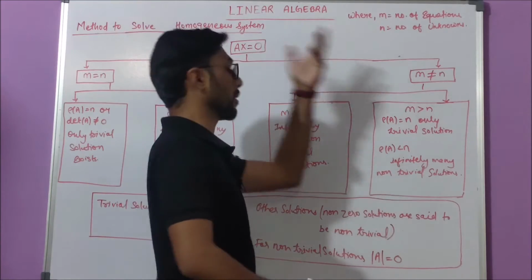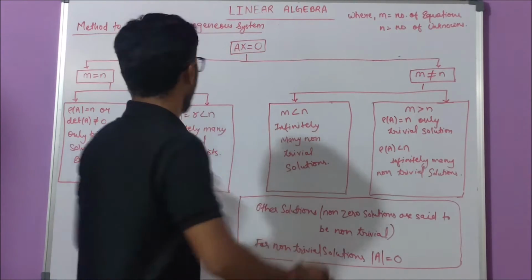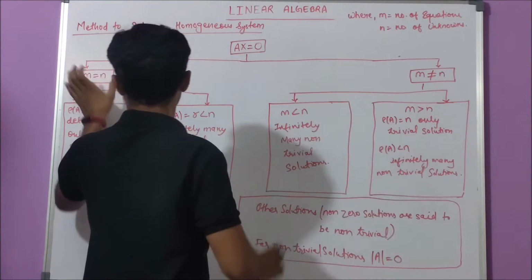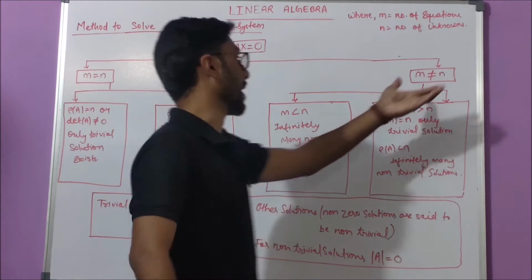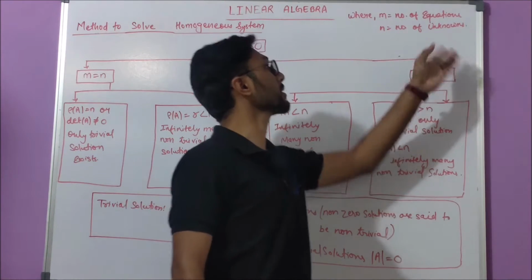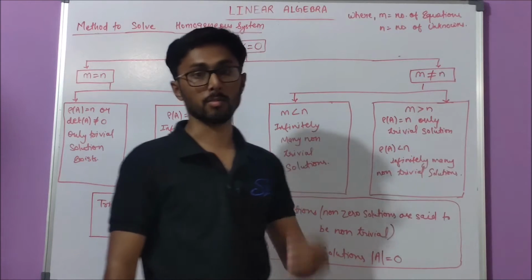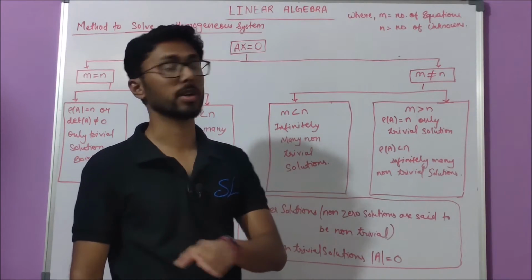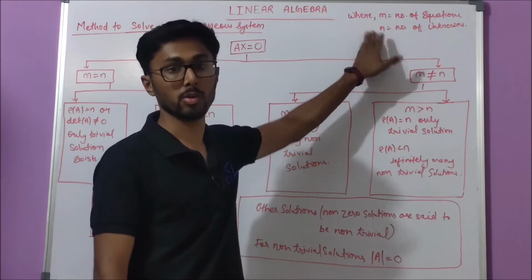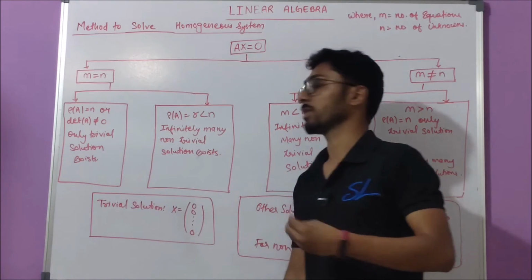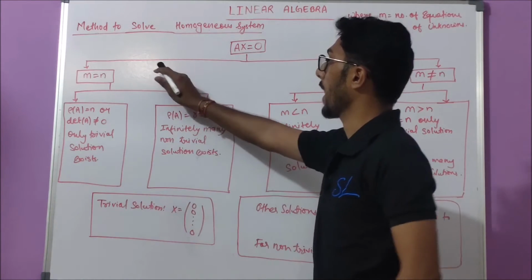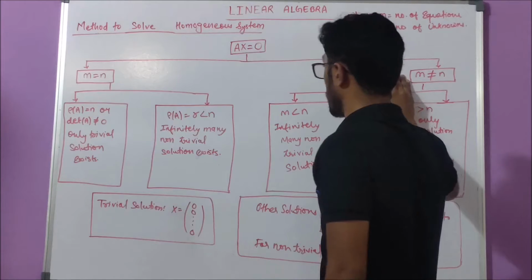Ax equals 0, because RHS is equal to 0. Now there are two conditions: m is equal to n, or m is not equal to n. Here m is the number of equations in our system of linear equations, and n is the number of unknowns, or number of variables, for which we have to find the solution.